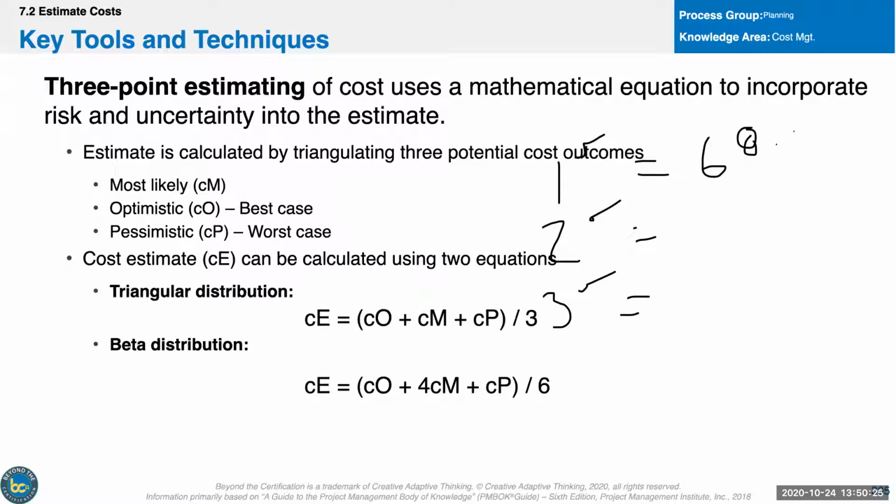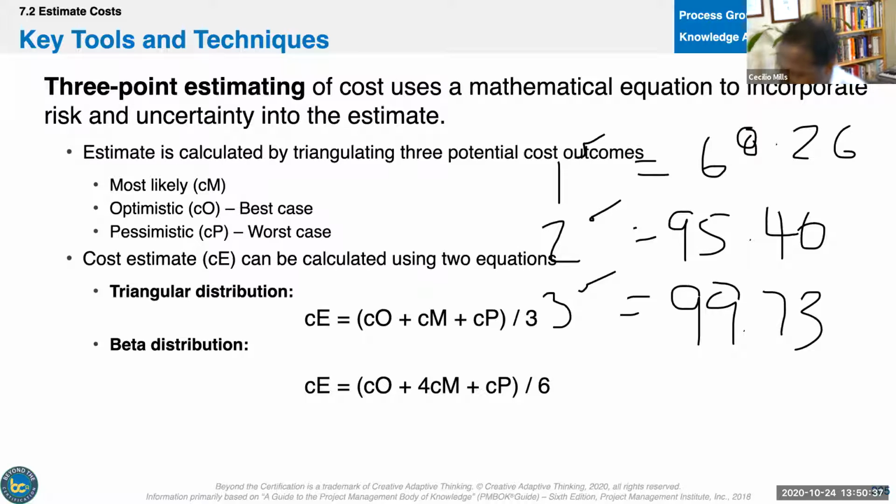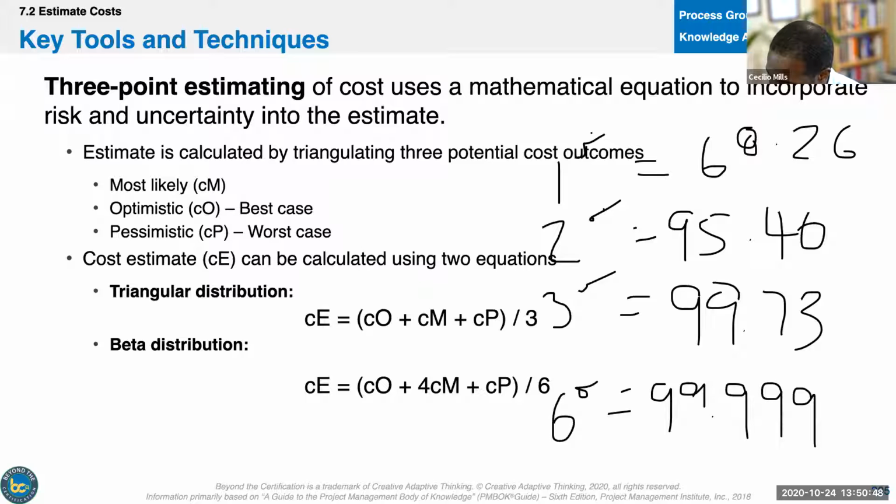There we go. 68.26. This is a 95.46 level of confidence. This is a 99.73 level of confidence. And PMI does not test you on 4 sigma or 5 sigma. These are sigmas here, these little squiggly lines, but they will test you on 6 sigma. And that is 99.999. Well, they have it as 7. But real standard deviation is 99.99966.